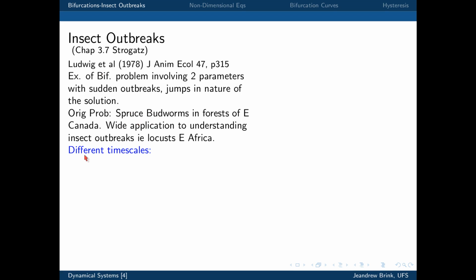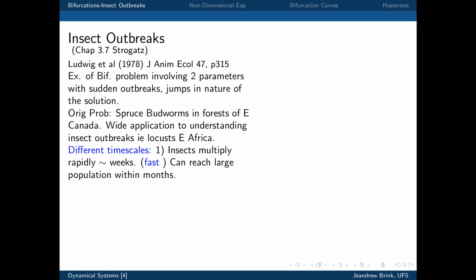The first thing he said is there are two different timescales. The one is that insects multiply very rapidly on a time scale of weeks, which they call the fast time scale, and they can reach very, very large populations within months. The vegetation, on the other hand, like the forests or the grass or crops, if you're looking at the locust, grows very slowly, and we call this the slow time scale.